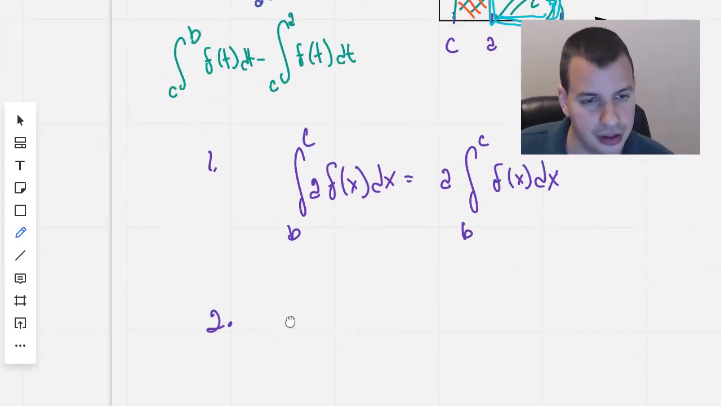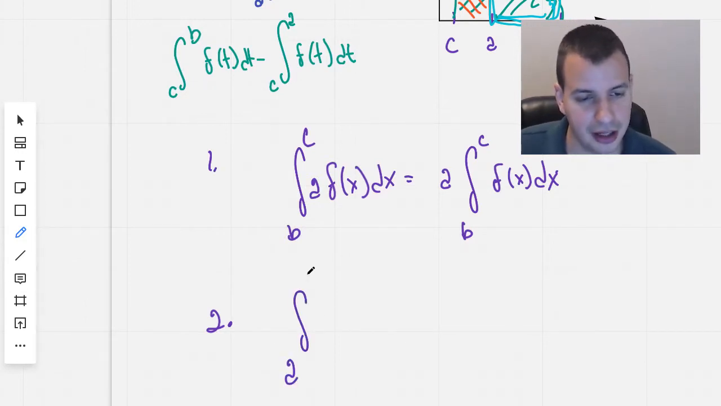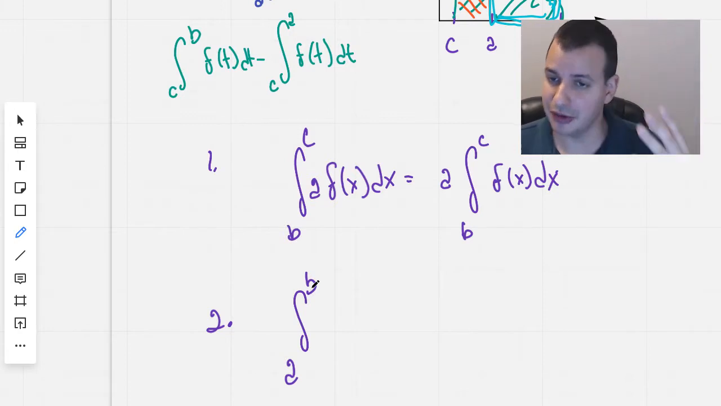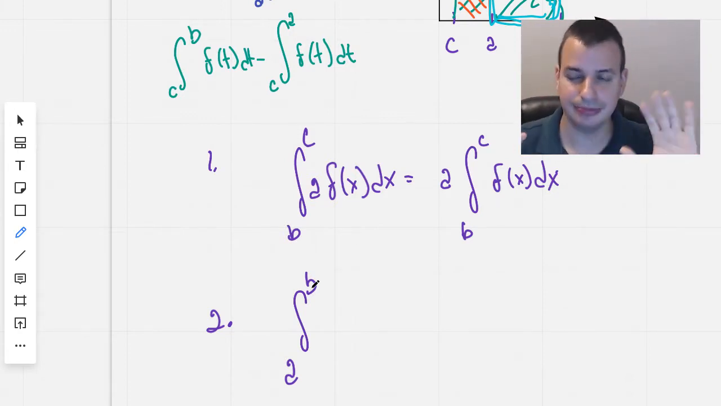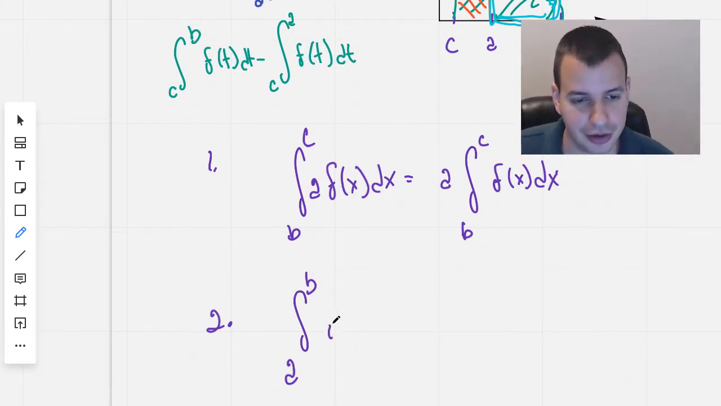The next one, and I know I'm abusing notation here, and I am sorry for that. I should keep everything BC or AB and not mix it up. It's okay. I'm confident you'll get over it.